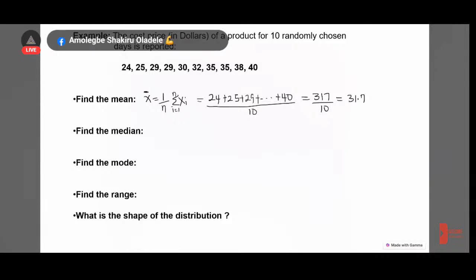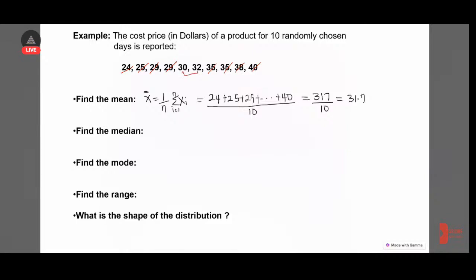Or alternatively, you can do it this way. Cancel out the first one, then you cancel out this. You cancel out the second one, and you cancel from behind too. You cancel out this, you cancel out this. You cancel out 29 and 35, then you can get the two middle values. And the median is going to be the average of those values, which is 30 plus 32 divided by 2, which is 62 over 2, and that gives 31.